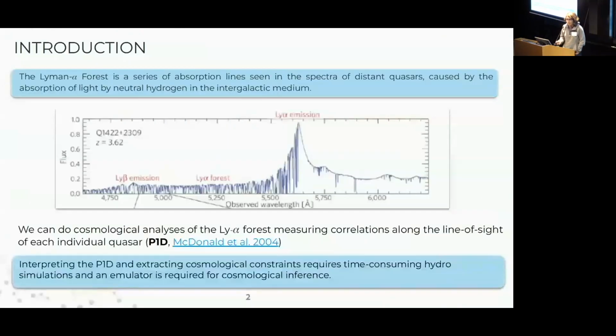As probably most of you already know, the Lyman Alpha Forest is a series of absorption lines in the spectra of distant quasars due to the absorption of light caused by the neutral hydrogen present in the intergalactic medium. One way of doing cosmology from the Lyman Alpha Forest is to measure the correlations along the line of sight of individual quasars, which is also called the P1D. But to do so requires very expensive hydrodynamical simulations because we need to be resolved to very small scales. And therefore, we need emulators for the cosmological inference.